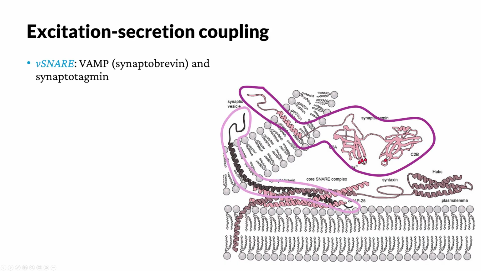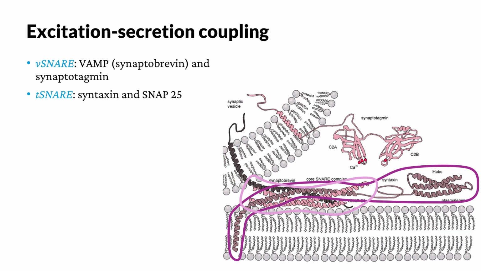There are two types of SNARE proteins, V-SNAREs and T-SNAREs. V stands for vesicle. V-SNAREs are proteins on the vesicular side. These include VAMP, also called synaptobrevin, and synaptotagmin. On the other hand, we have T-SNAREs. T-SNAREs include syntaxin and SNAP25.